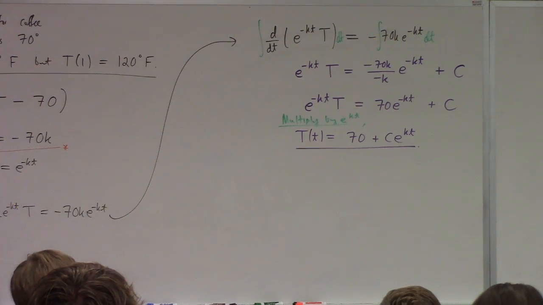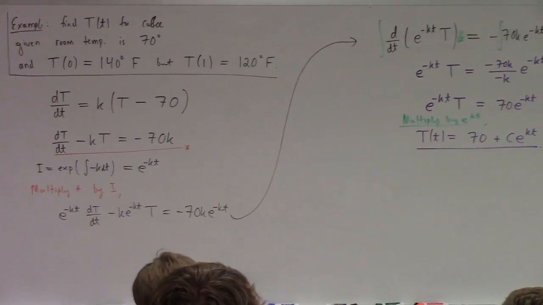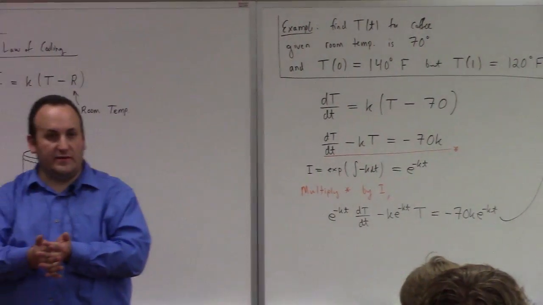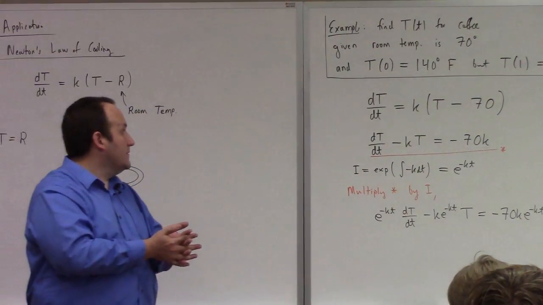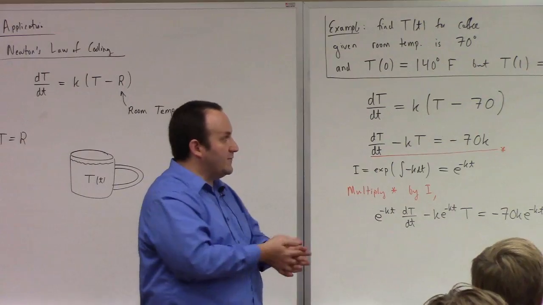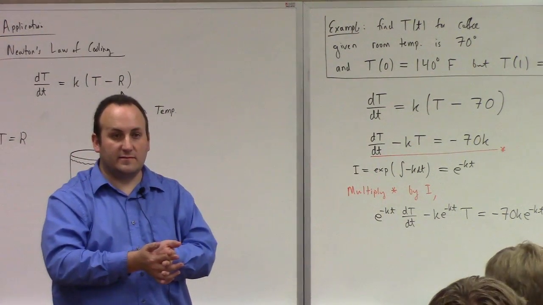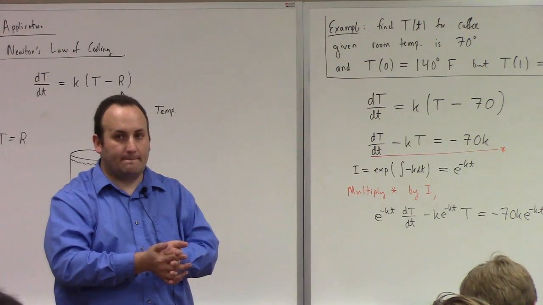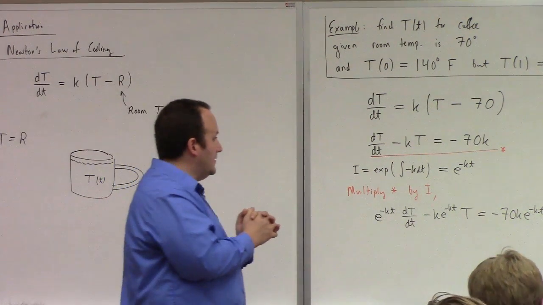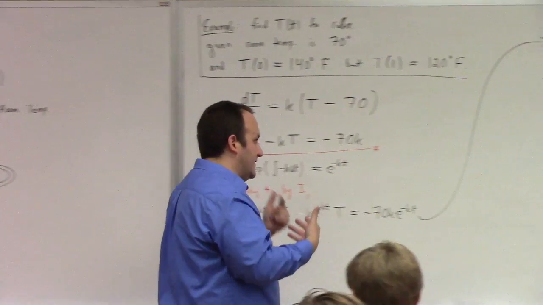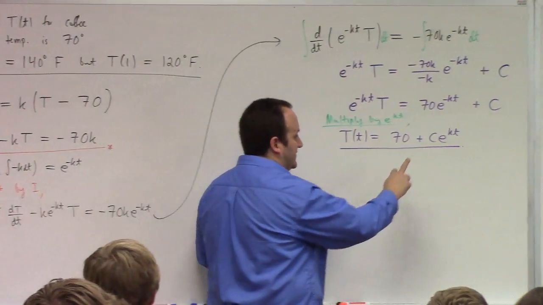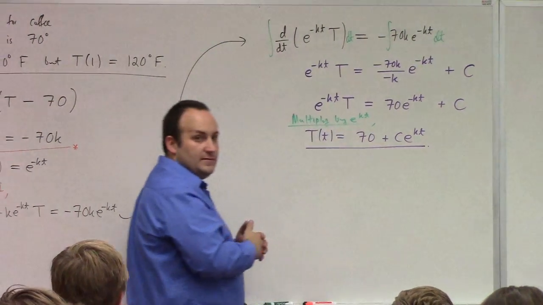So all I've used so far is that the room temperature is 70 degrees, right? I have not used the data that the temperature at time 0 was 140 or that the temperature after 1 minute was 120, right? So now I apply that data and see if we can figure it out. There are two constants in here, right? There's the C and the k.